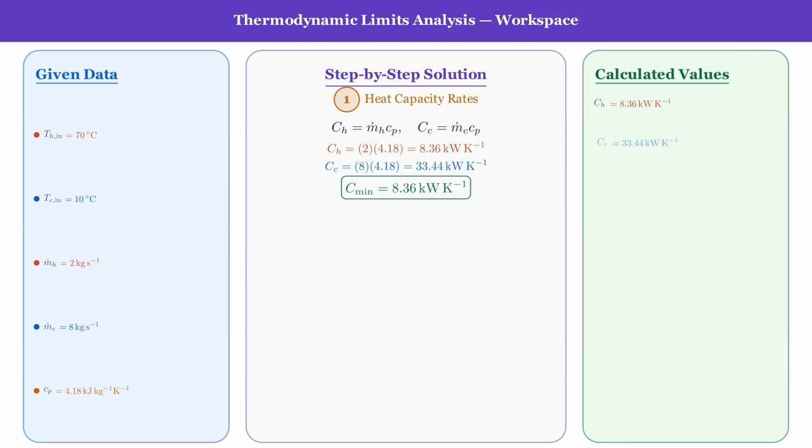This result is physically meaningful. The hot stream has a much lower mass flow rate than the cold stream, and since both streams share the same specific heat, the hot stream simply cannot supply heat at the same rate that the cold stream could absorb it. The hot stream is the bottleneck, and it will be the one to reach the inlet temperature of the cold stream first as the exchanger length increases.